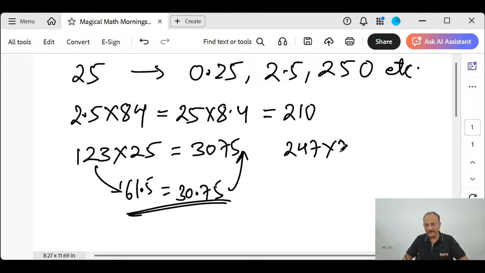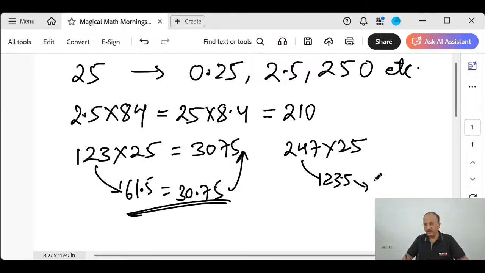247 into 25. Yes, 3075 was the correct answer for the previous one. 247 into 25. Always think in half of the terms. 123.5, correct? Then half of this. Like that we should think in our mind. This is 61.75, right? Either you will get 0.25, but if this is odd, you will get in terms of 0.75.